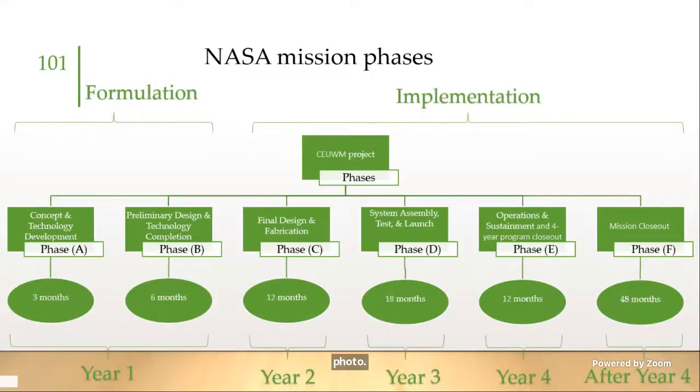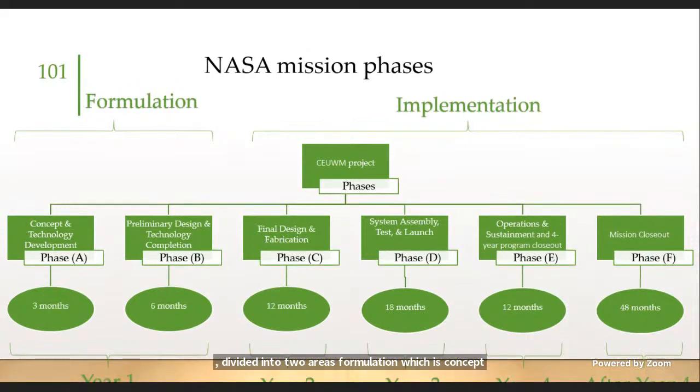For work breakdown structure, we used NASA's standard phasing system. The other team already explained a few details, so we will focus here on the timing. Our water mission divides into 2 areas: formulation, which is concept development and preliminary design. These are phase A and B, which together take about a year, mostly for the preliminary one.